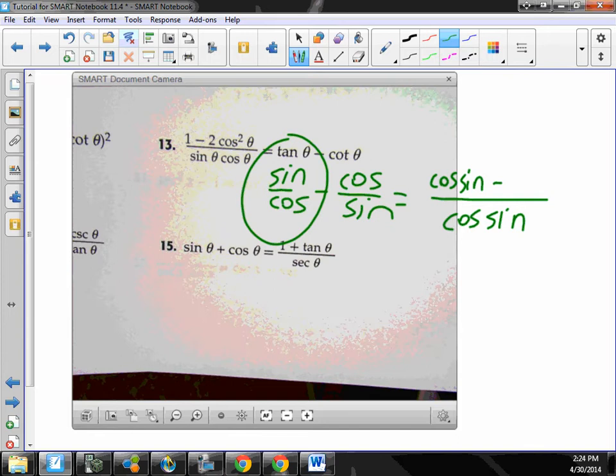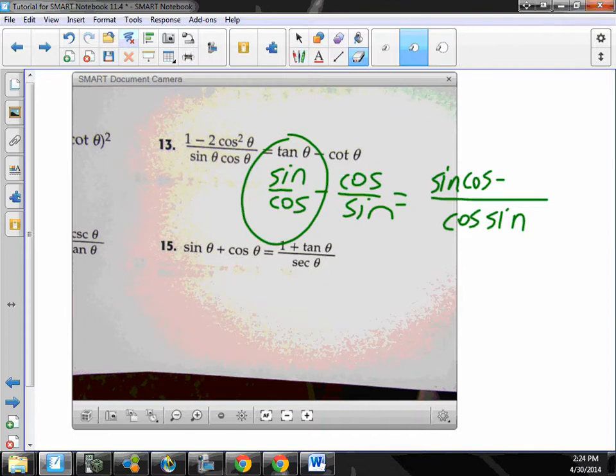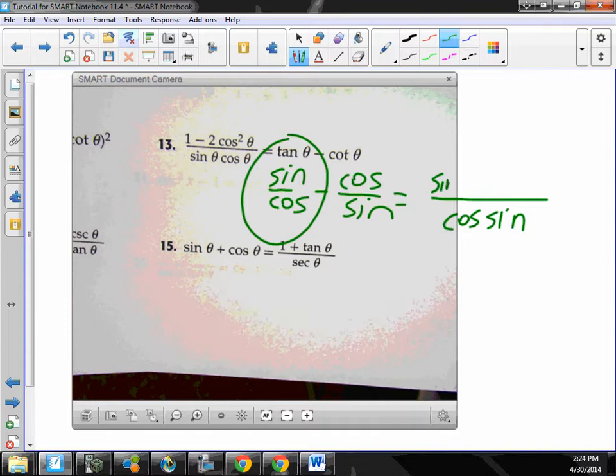Wait. It needs a sine. I'm sorry. Sine cosine minus... Oh my goodness. Sine squared minus cosine squared.